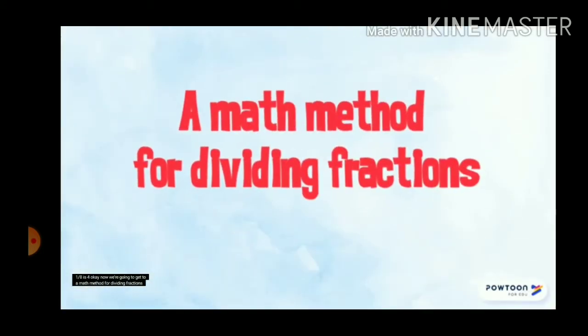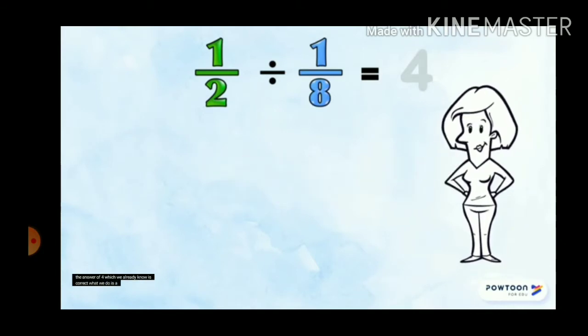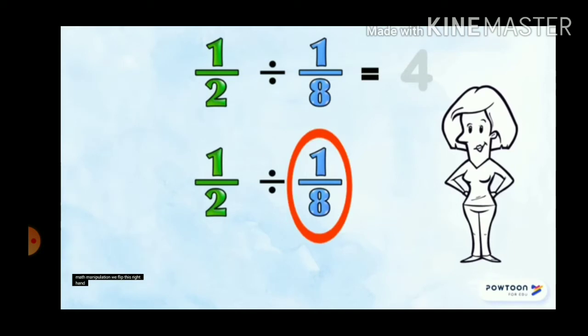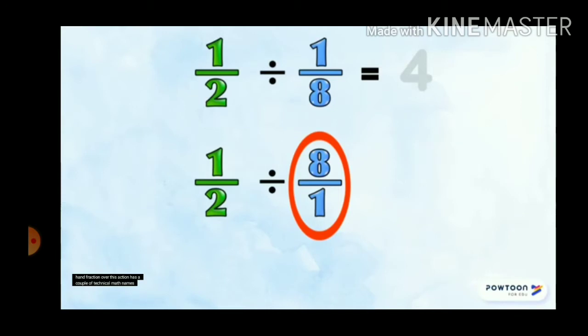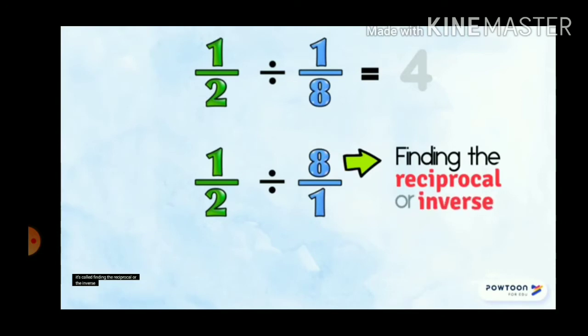Okay, now we're going to get to a math method for dividing fractions using this example. The problem starts like this, but we have to do something to get the numbers to work so we can get to that answer of 4, which we already know is correct. What we do is a little bit of math manipulation. We flip this right-hand fraction over. This action has a couple of technical math names. It's called finding the reciprocal or the inverse. All we do is flip it over.